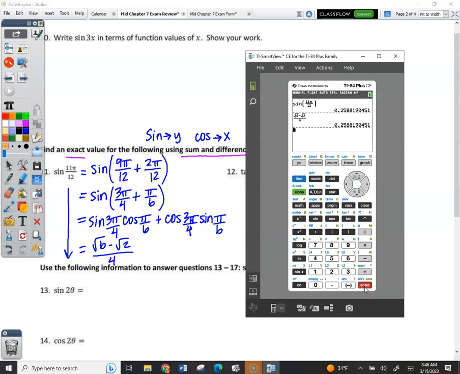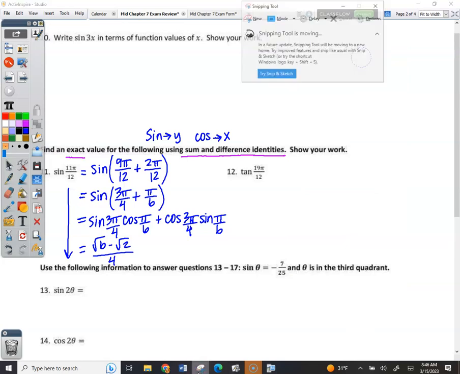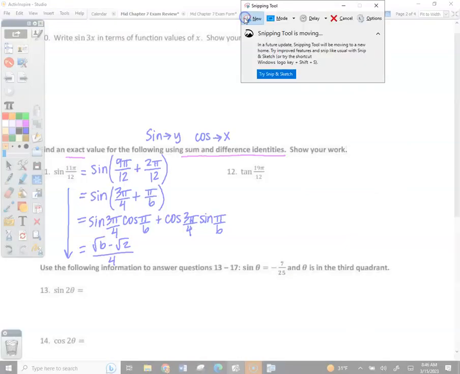How did you go to after the sine? Well, next there's a line in between here. You put it in your calculator. No, that's where you go to your unit circle. So, let me take a picture.